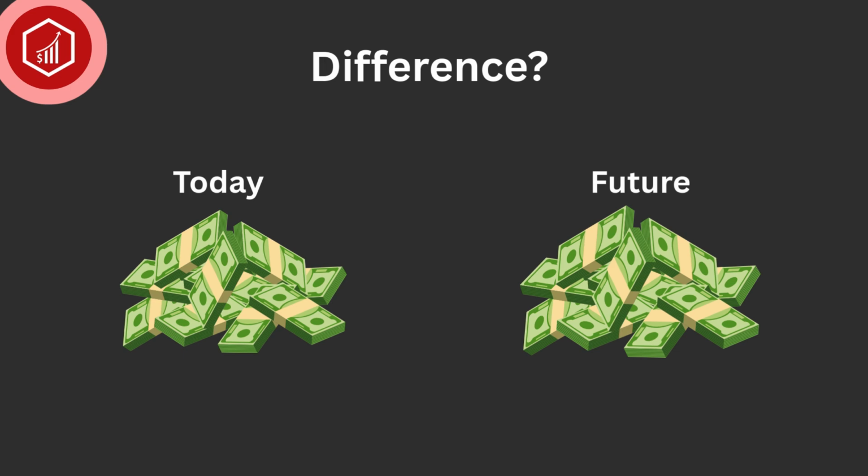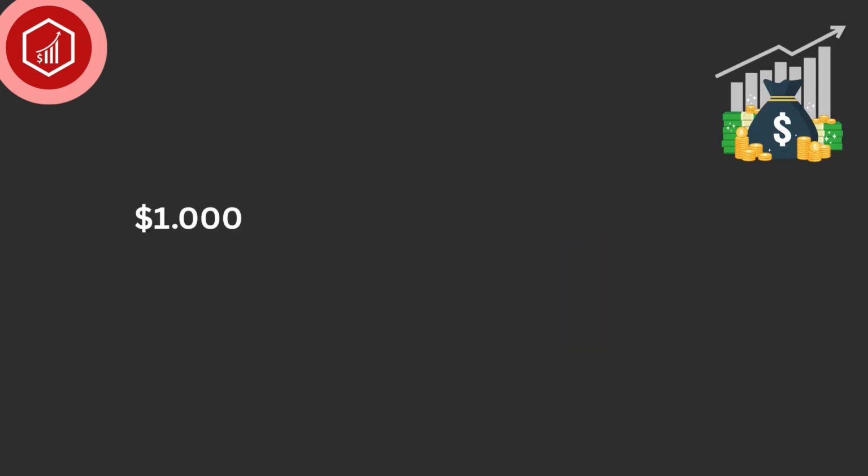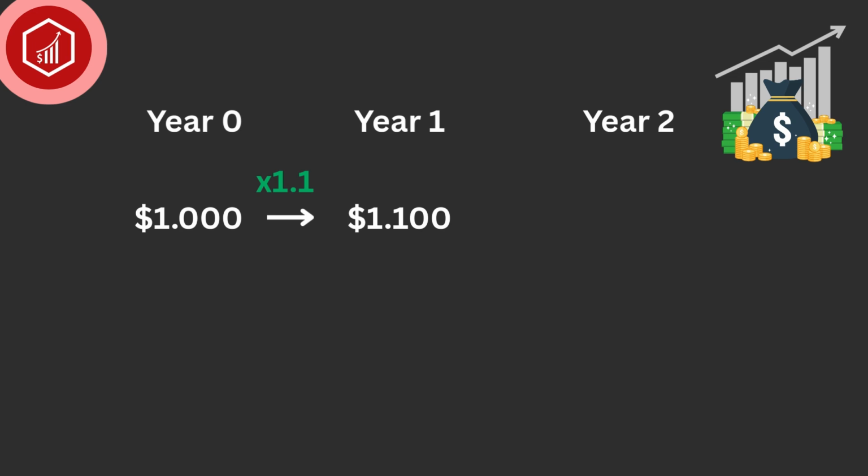Imagine you invest $1,000 today and this money generates 10% interest each year. So we multiply 1000 by 1.1 or 110%. After 1 year, you would have $1,100. If you continue to invest the money, the $1,100 will become $1,210 in 2 years.